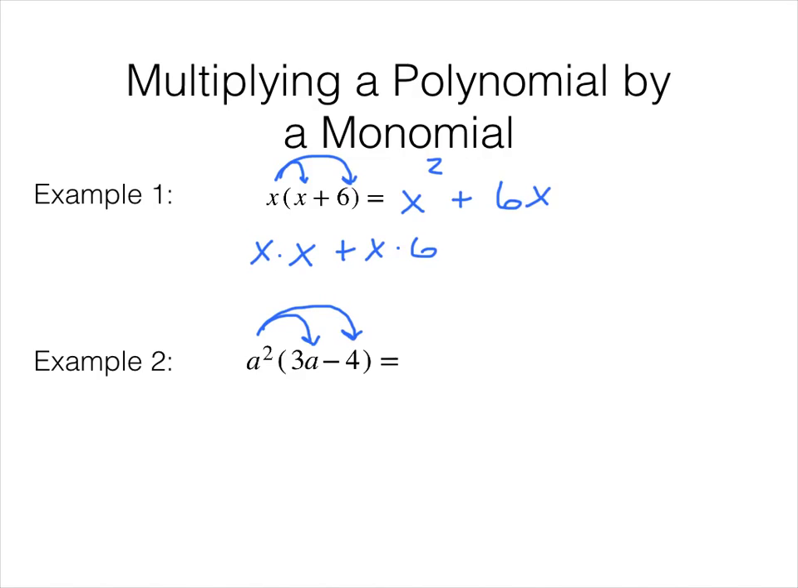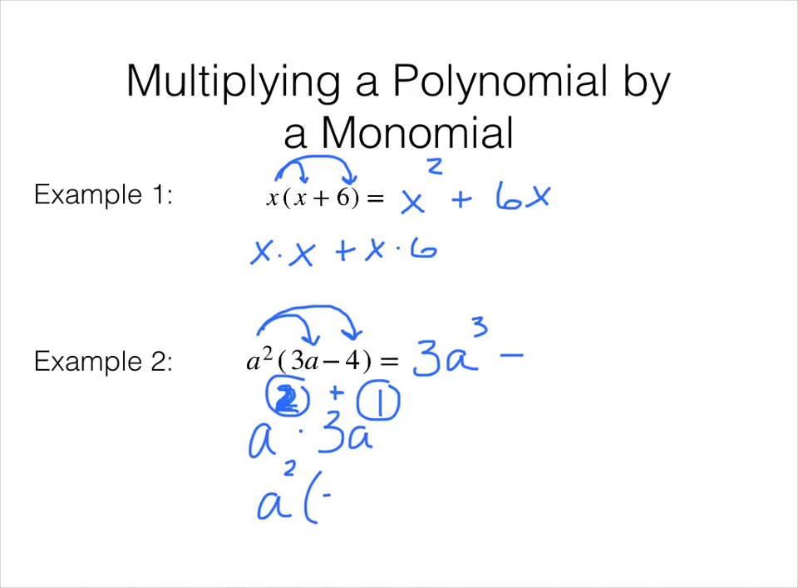All right, a squared times 3a. So now we have to apply our product of powers rule and add those exponents. Remember the one exponent on the a by itself. So 2 plus 1, 3. So 3a to the 3rd power. Minus a squared times a negative 4 is going to be minus 4a squared. Okay, let's do a couple of more complicated examples on the next slide.